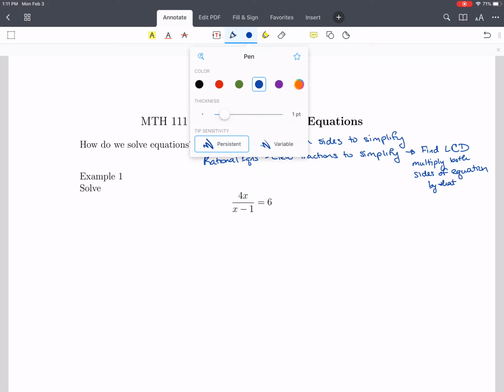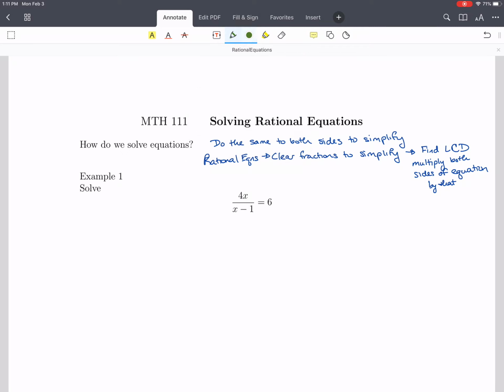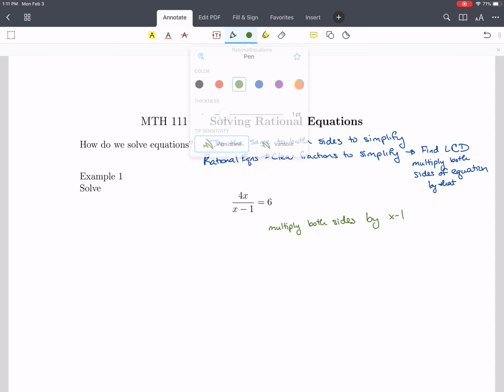So let's do that with our first example. We have 4x over x minus 1 is equal to 6. I only have one denominator here, so I'm going to multiply both sides by x minus 1. So if I have 4x over x minus 1 is equal to 6, I multiply both sides by x minus 1 to clear that denominator.